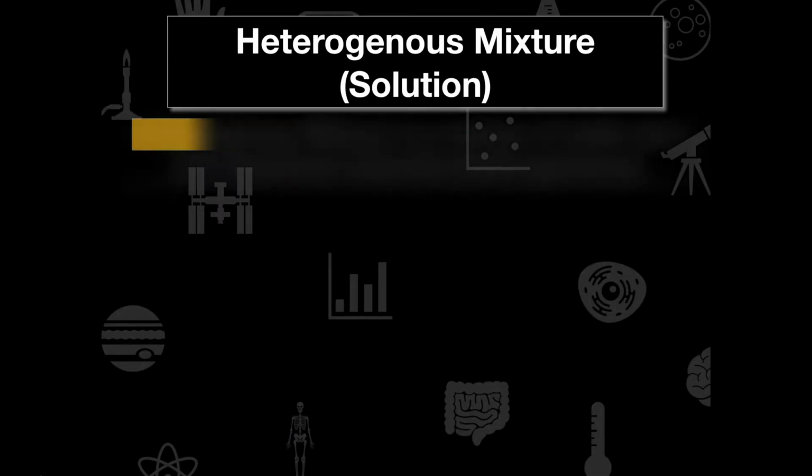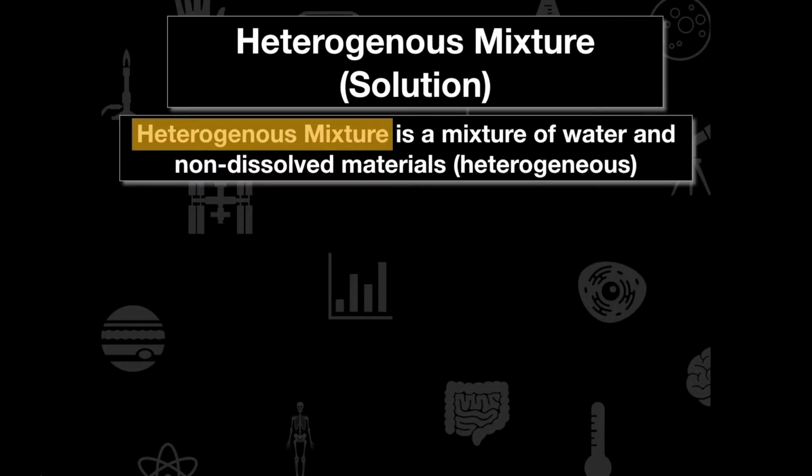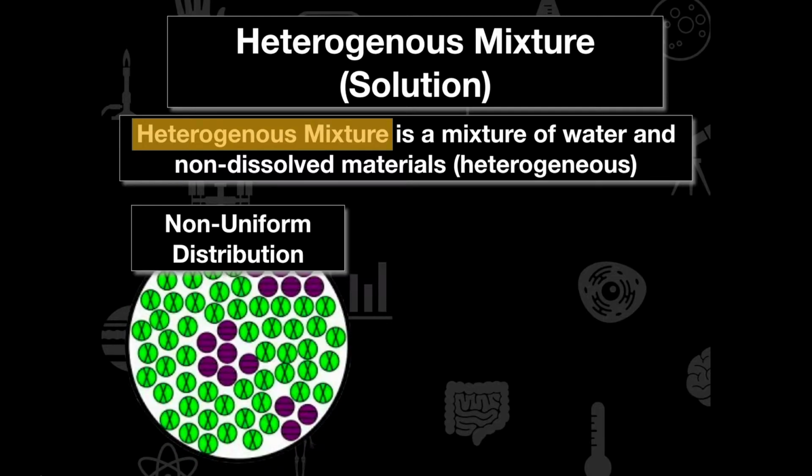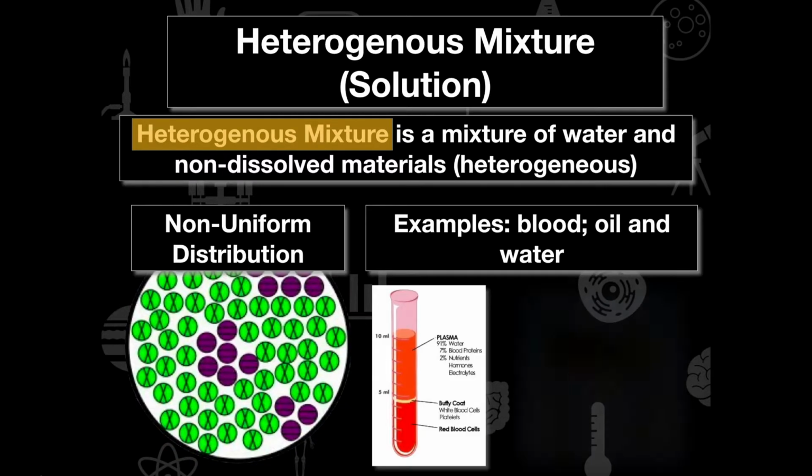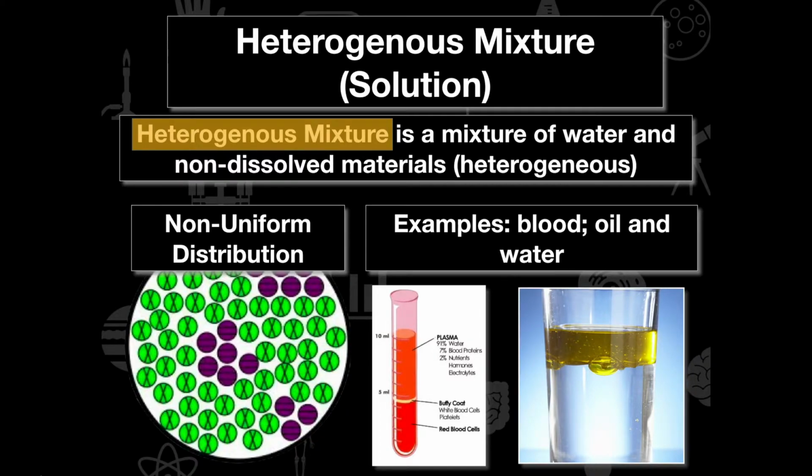Now a heterogeneous mixture, well, this is where a mixture of water and non-dissolved materials will create a heterogeneous mixture. So we do not have uniform distribution. Examples of non-uniform distribution or heterogeneous mixtures are going to be blood, oil, and water. And this has to do with non-polar and polar in the case of water and oil, and potentially blood and plasma. The reason that we see non-uniform distribution is because the charges amongst both the solute and the solvent are different, and it's not going to allow them to mix in a way that's going to create that uniform distribution that we see in homogeneous mixtures.